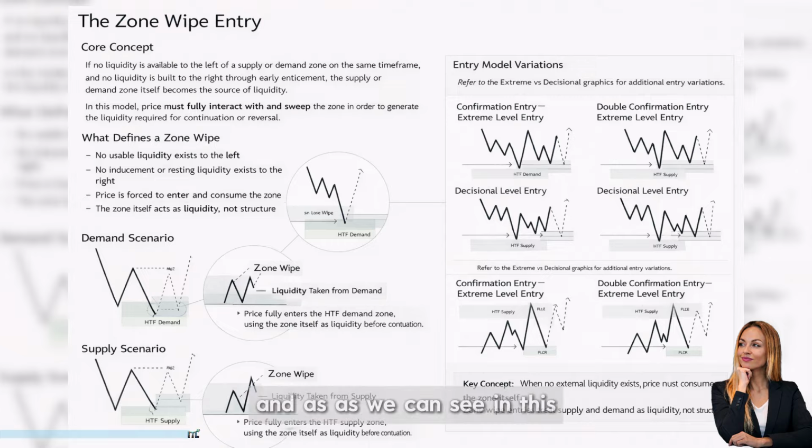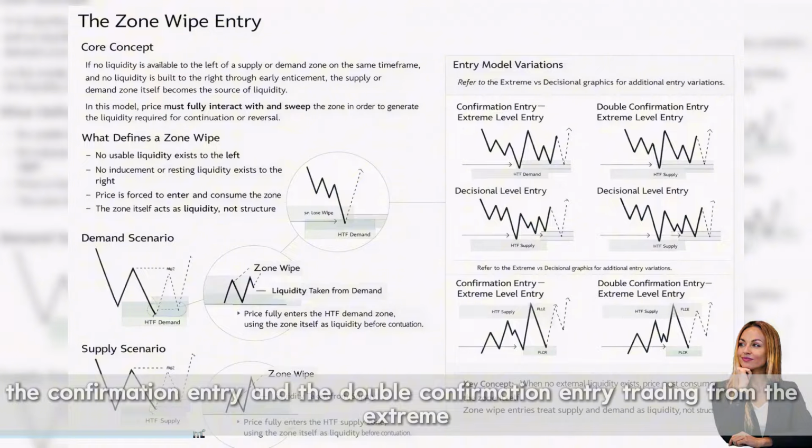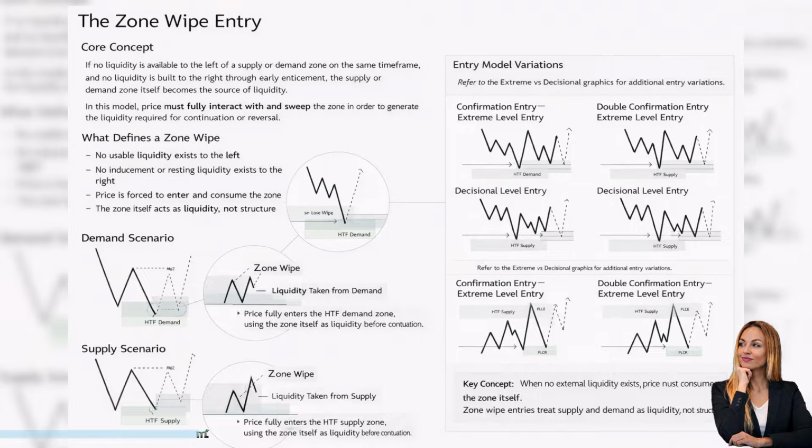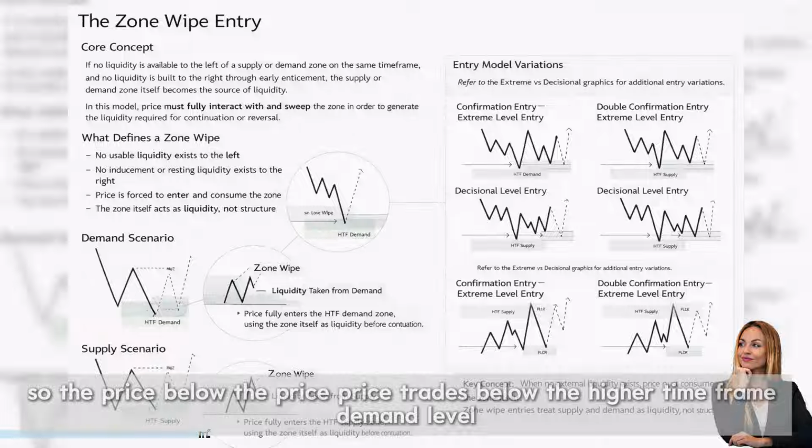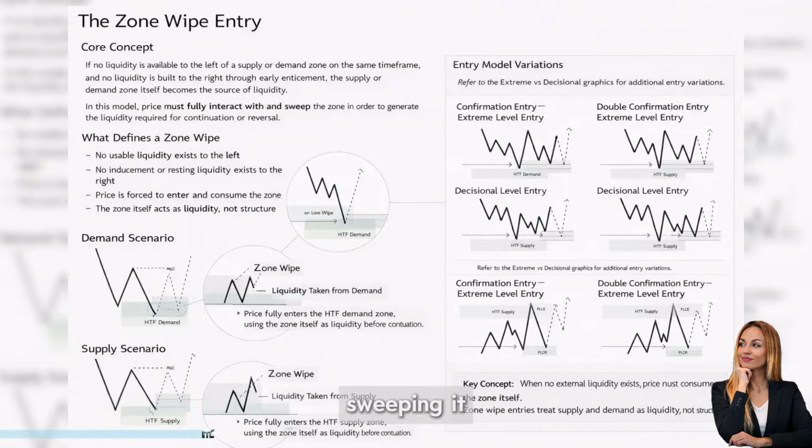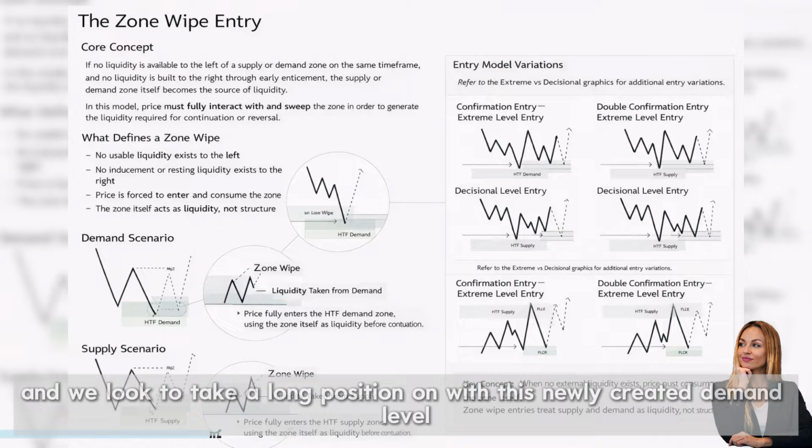And as we can see in these, we have examples of all of these entries: the confirmation entry and the double confirmation entry, trading from the extreme as well as the decisional. So the price trades below the higher time frame demand level, sweeping it, creating that zone wipe. Price then trades higher, causing the last points of supply to fail. And we look to take a long position with this newly created demand level.